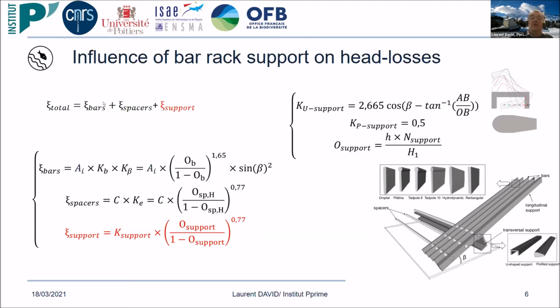In the prediction law, we obtain a new term which is directly linked to the head loss of the support. And this support, for the U shape or the profile shape, can be calculated differently. We obtain something in good agreement, with a good regression. It means that when you build your prediction law to estimate what you obtain at the end with your bar rack system, you can add the three contributions. And with the three contributions, you are very close to what you obtain in reality.